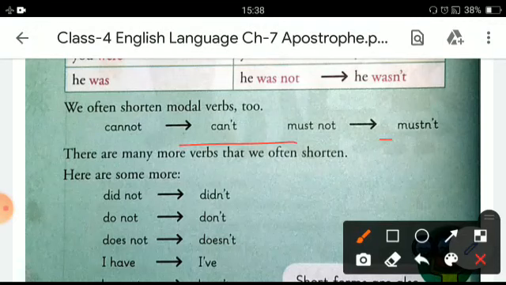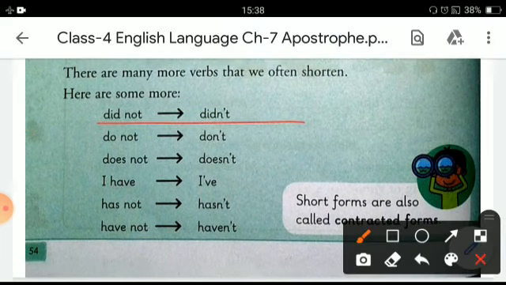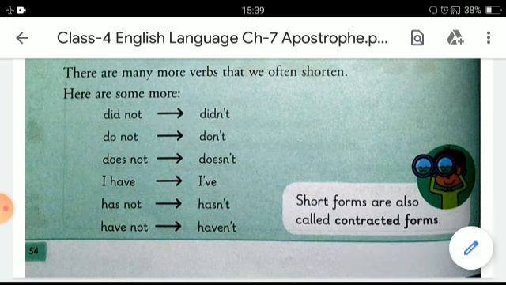We often shorten modal verbs too, like cannot can be written as can't, must not can be written as mustn't. There are many more verbs that we often shorten. Here are some more, like did not. In the short form, it can be written as didn't. Do not can be written as don't. Does not can be written as doesn't. I have, like this, I've. Has not can be written as hasn't. And have not can be written as haven't. So that's all in this chapter.